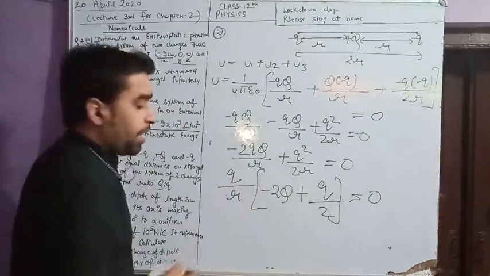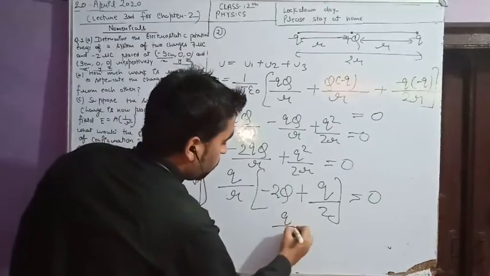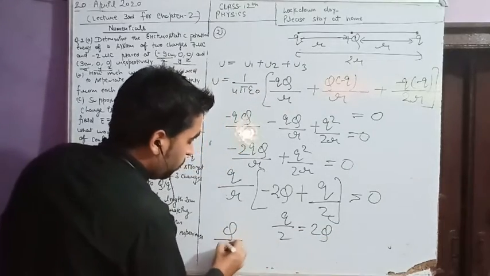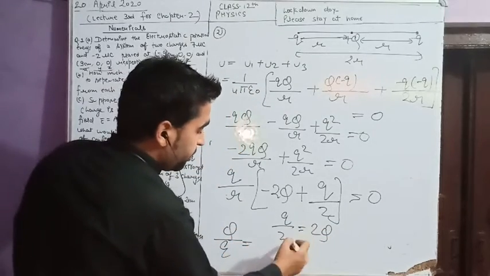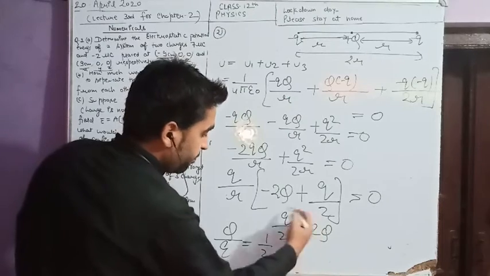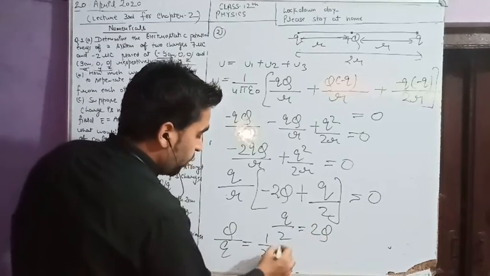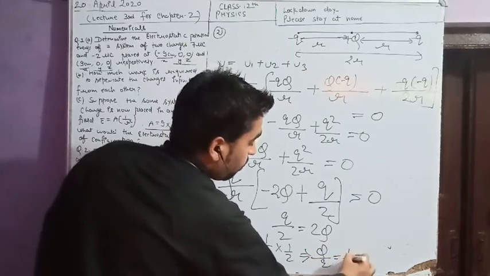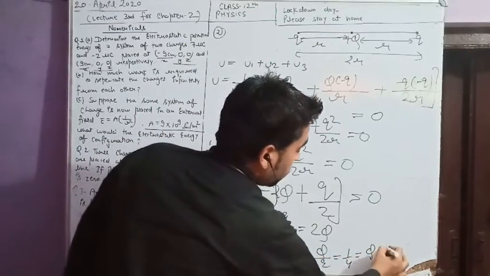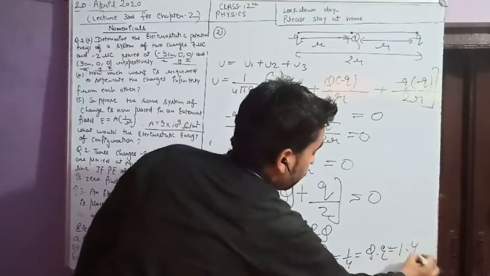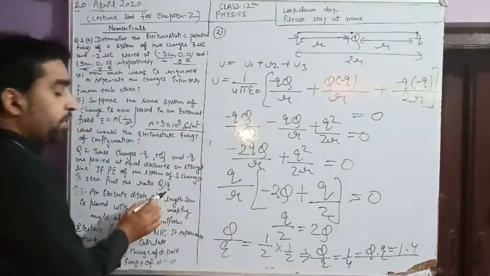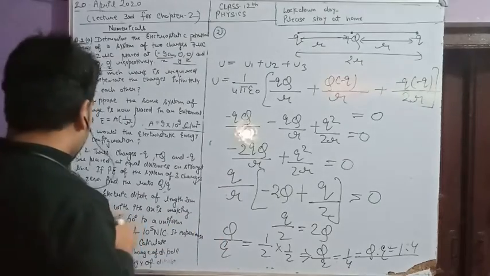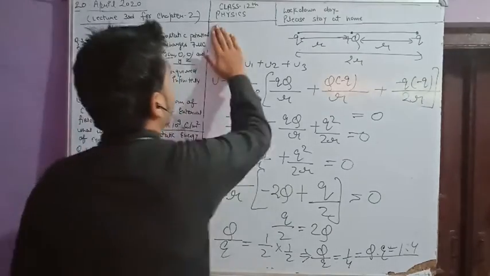This will go on the other side of 0. So Q upon 2 is equal to 2Q. So what will be the value of Q upon Q? Q upon Q will be how much? 1 upon 2 is already there. And this 2 will also go in divide. So Q upon Q is equal to 1 upon 4. So the ratio Q to Q is equal to 1 ratio 4. This is what we had to calculate, the ratio Q by Q. I hope you understood this numerical. Now solve the last numerical of this lecture.